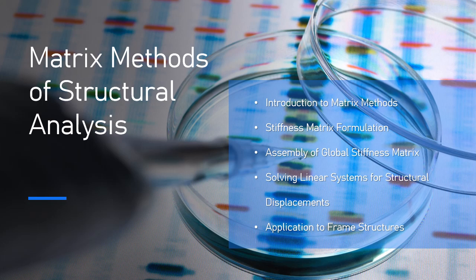2. Stiffness matrix. The stiffness matrix, K, is used to represent the relationship between the forces and displacements in the structure. It is an essential element in matrix methods. The matrix is typically symmetric and square, with the size of the matrix corresponding to the total number of degrees of freedom in the structure. The stiffness matrix is developed from the stiffness of individual elements, beams, columns, trusses, and is assembled to create a global stiffness matrix for the entire structure.